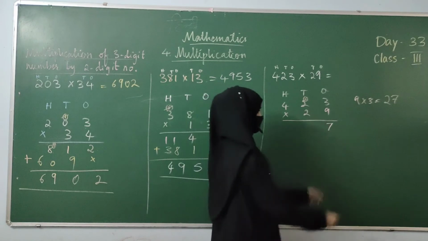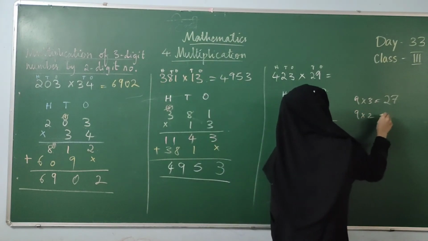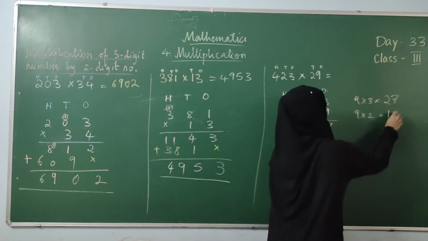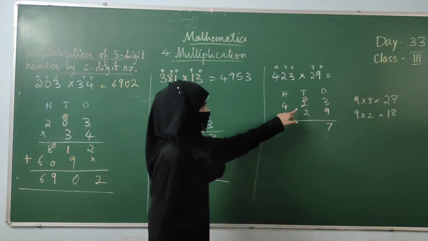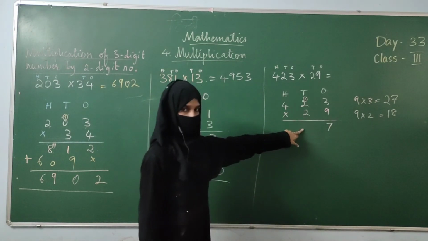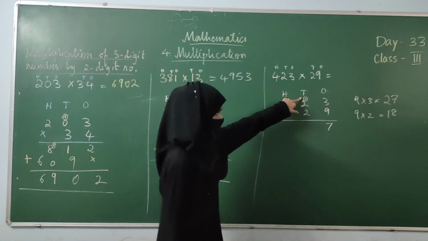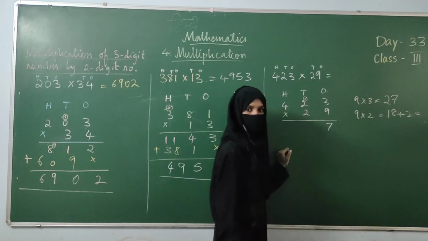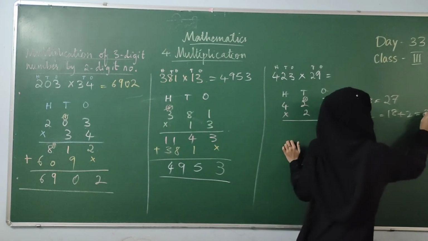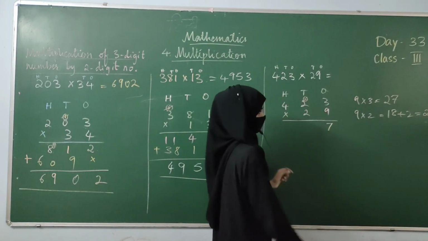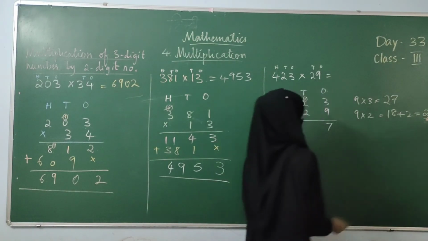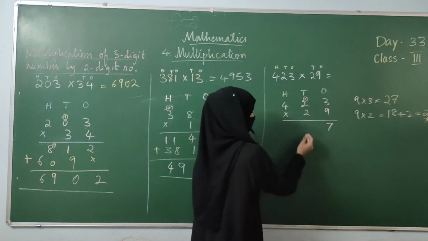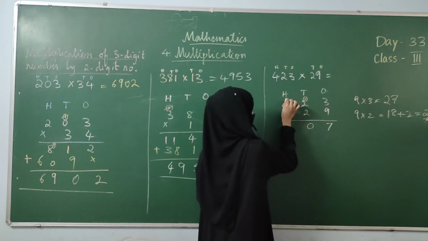Then next, multiplying 9 with 2. 9 twos are 18. After this 18 you can't write directly. You have to add the carry, plus 2. 18 plus 2 will give you 20. So this 20 we have to write down. This is your final answer. So 20 is a 2-digit number. 0 will come here, 2 again we are taking as carry.